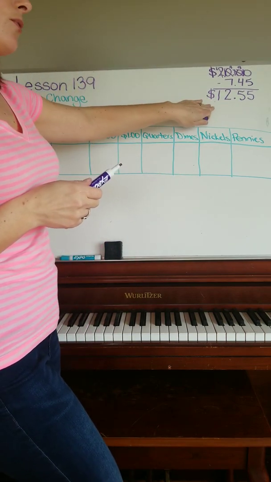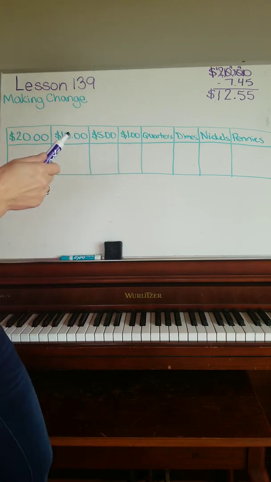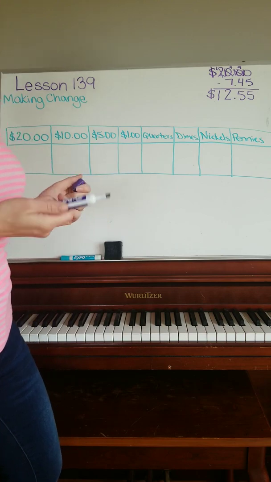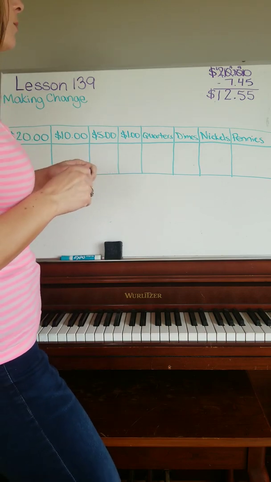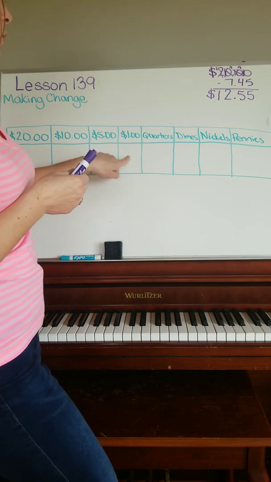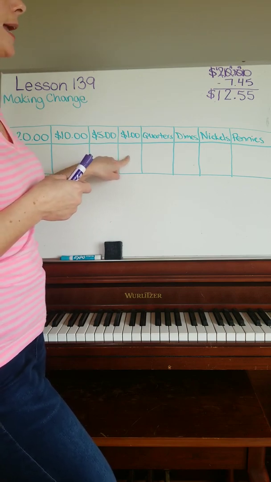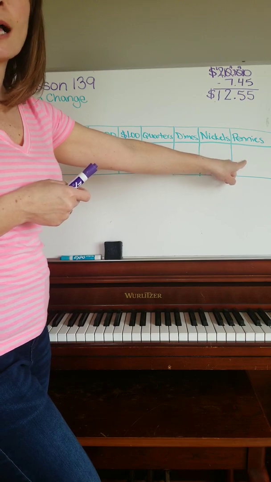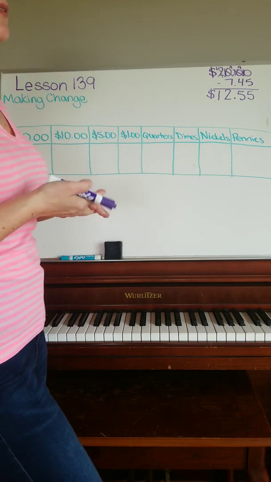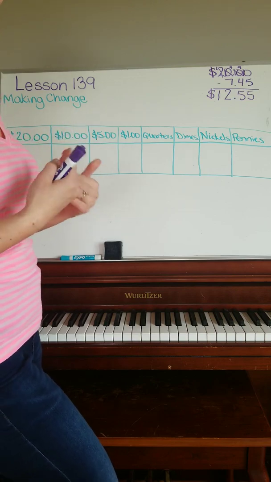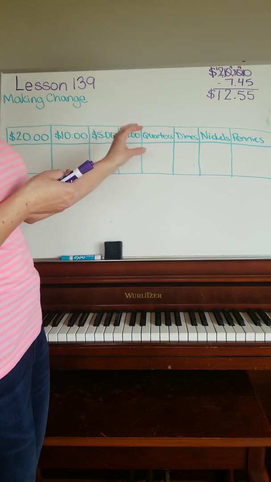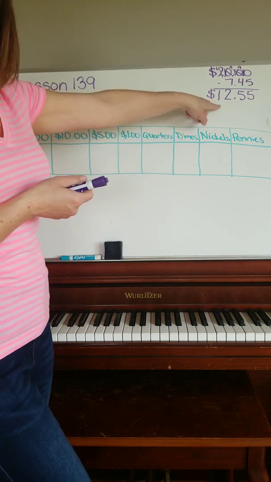Okay, so now that we know that, we need to figure out what bills and what coins the cashier should give Charity. Now, the person could give 12 $1 bills and 55 pennies. And that would be $12.55. But you're not supposed to do that unless you have no other options. The people that work in a store are trained to give you back the least amount of pieces of money that will still equal your change, $12.55.